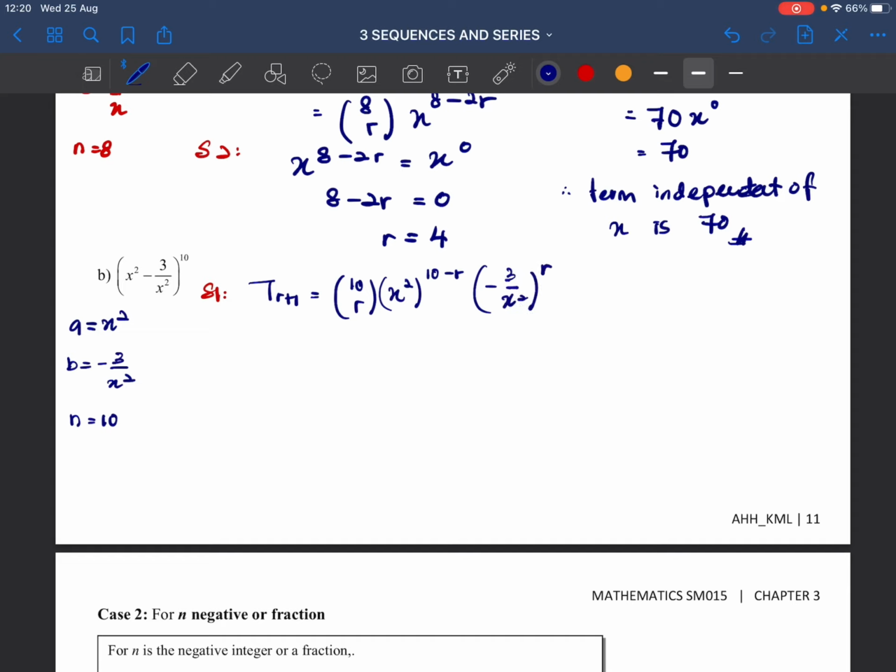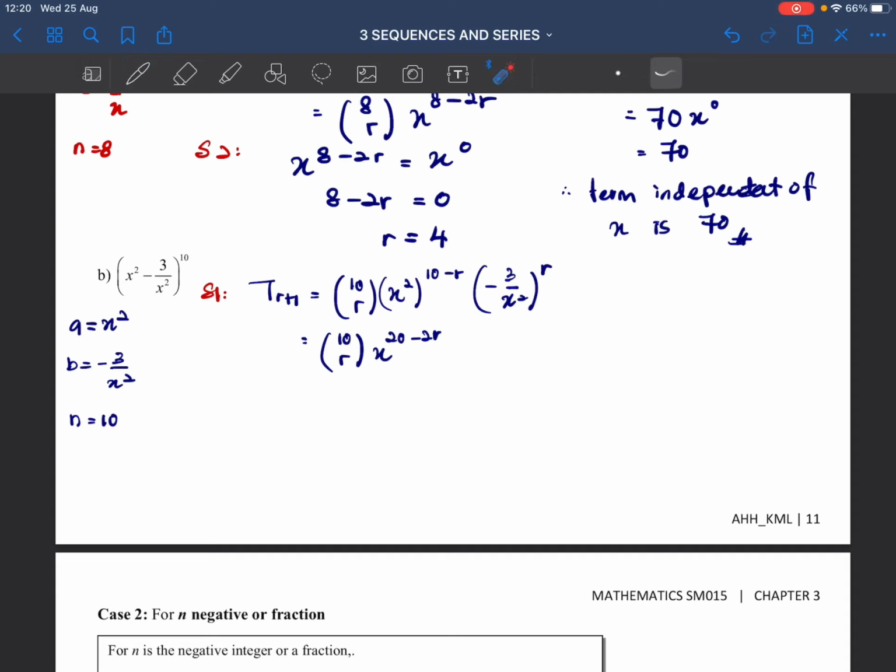Okay, as you can see from here, there are too many x's here. Okay, the x's are really complicated, so we have to simplify. We have to make it a single term. So we will have 10Cr, so here you will get x to the power of 20 minus 2r. Okay, now your index rules must be really mastered, the power rules should be excellent.